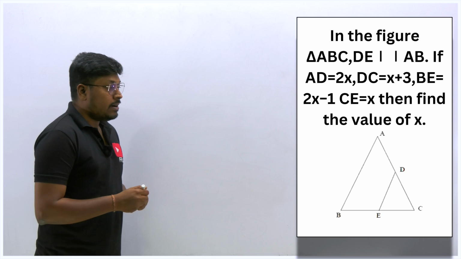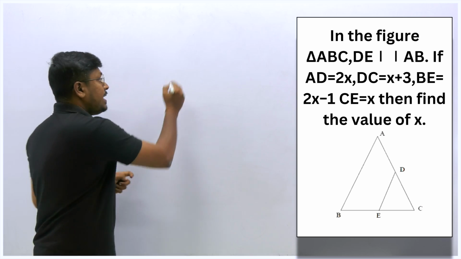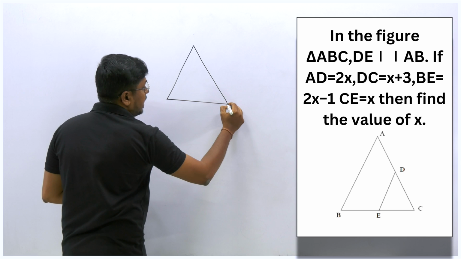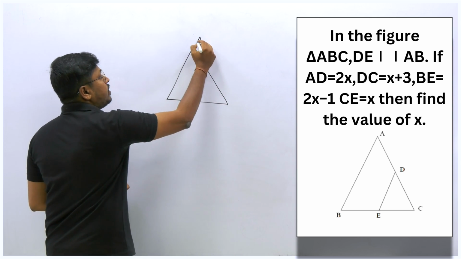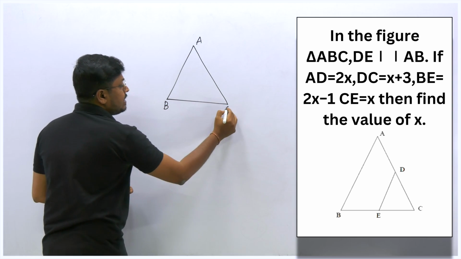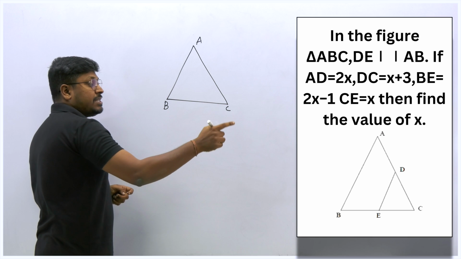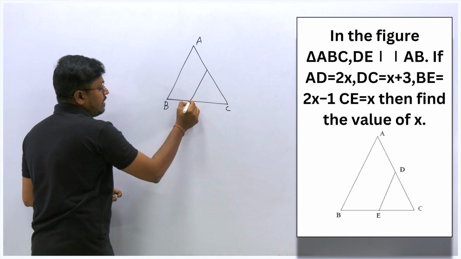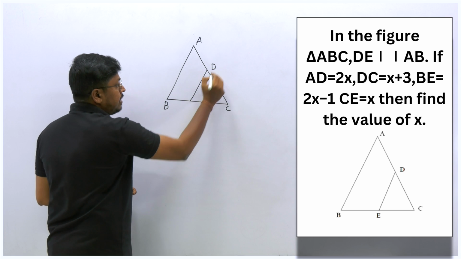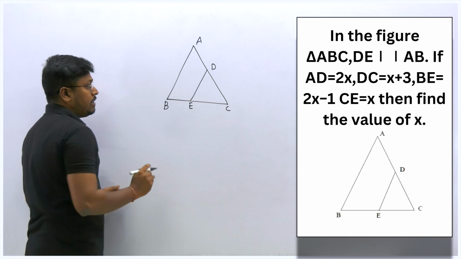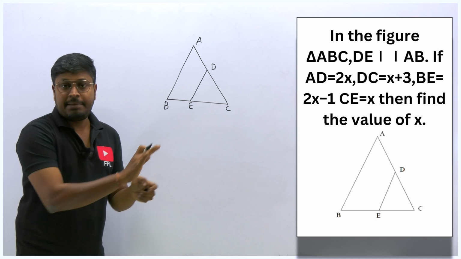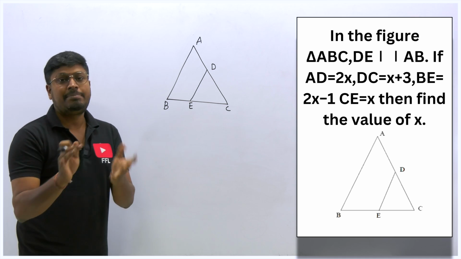In a figure, triangle ABC, they have given the figure itself here. In some questions we have to draw a diagram, but in most of the questions they will give you a figure also, right? So ABC is a triangle and they have mentioned DE is parallel to AB, right? So there is a line, D and E, that is parallel to AB. By seeing this diagram, just check whether we have to apply BPT or not. Yes, we have to apply the BPT theorem here.